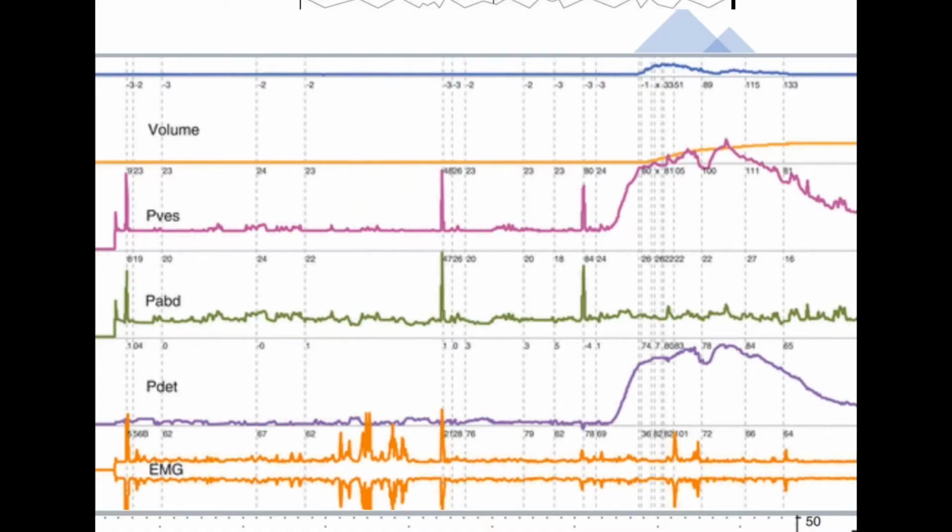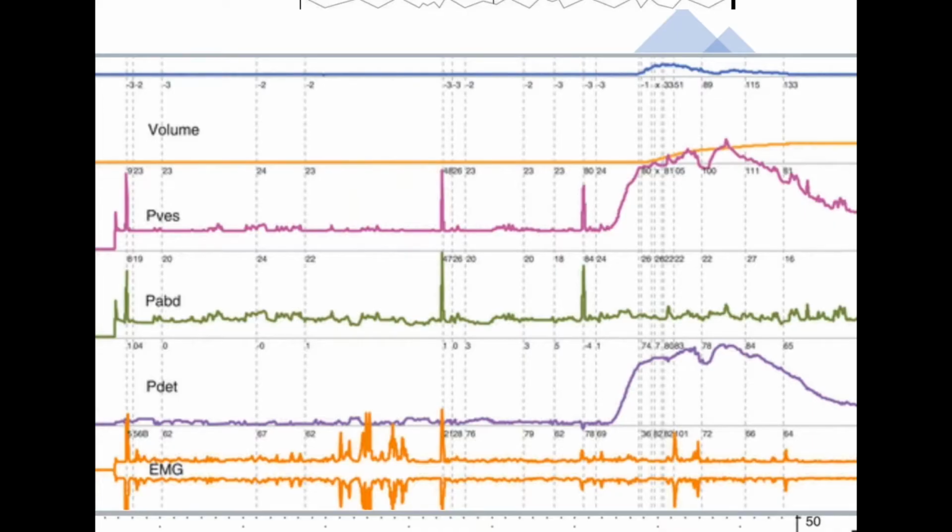So we need to see some parameters just to know what is going on. We need to understand what's happening usually. During the filling phase of the bladder, do you know that the bladder has a filling phase and a voiding phase? During the filling phase, we don't expect any leak at all.